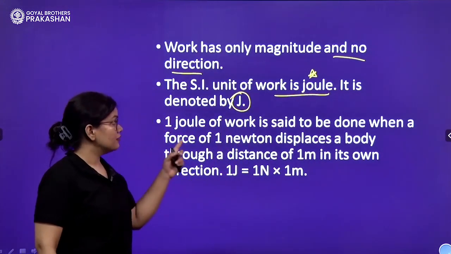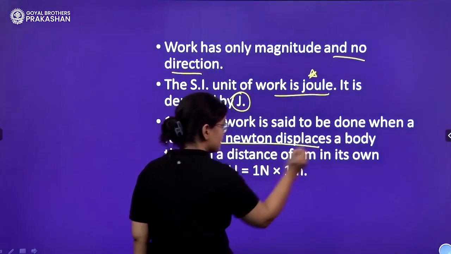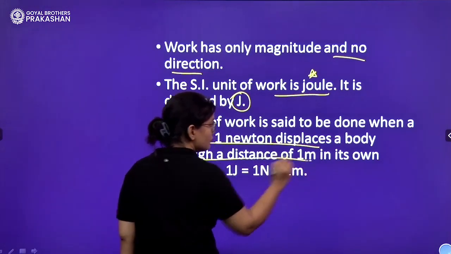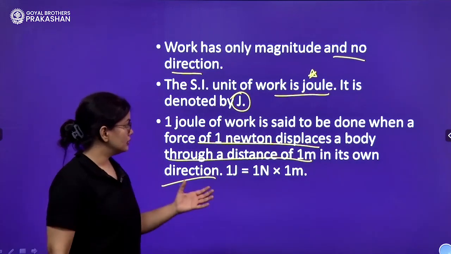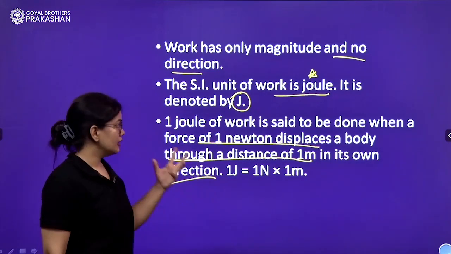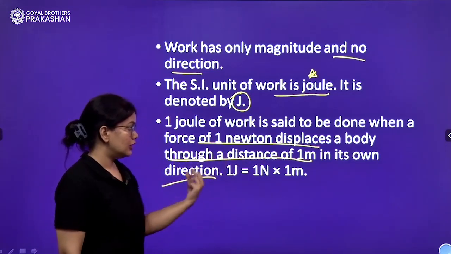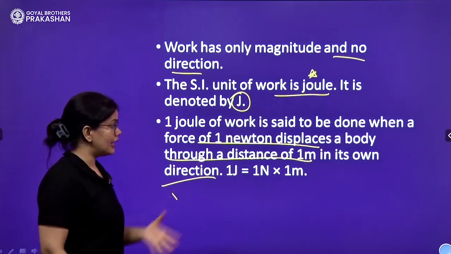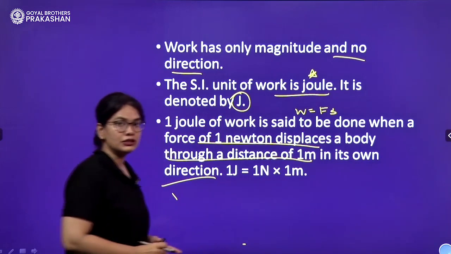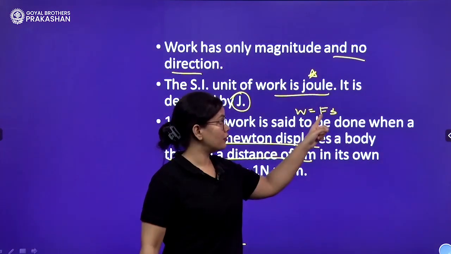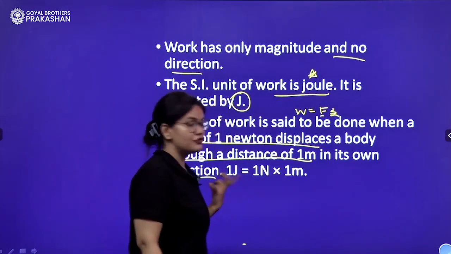Okay. Next, 1 joule of work is said to be done when a force of 1 Newton displaces a body through a distance of 1 meter in its own direction. This is actually coming from the formula that we have. Work done is force into displacement. If you apply 1 Newton force and which brings 1 meter of displacement, the work done is 1 joule.